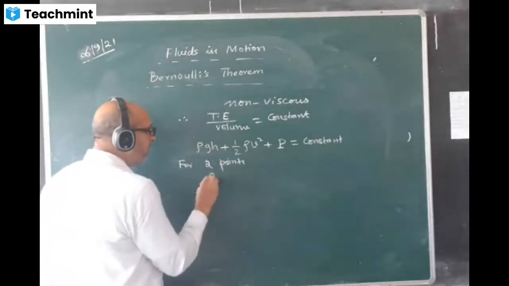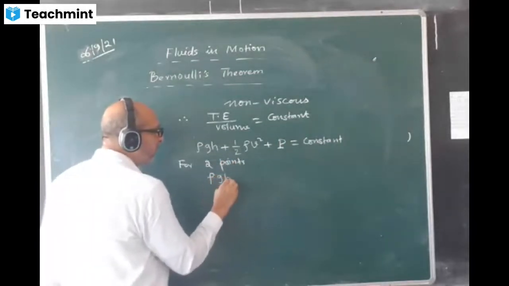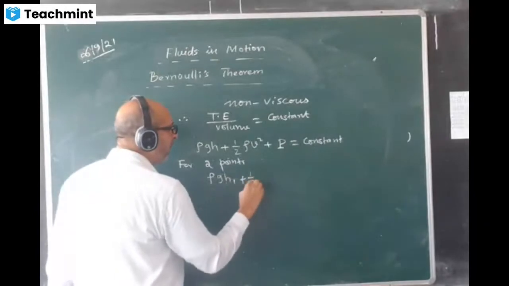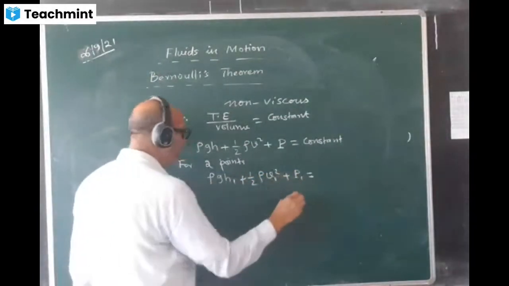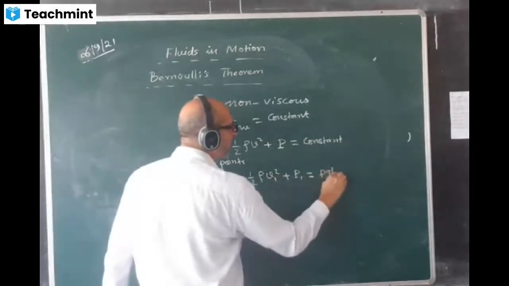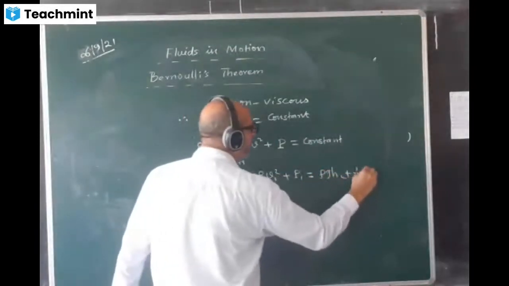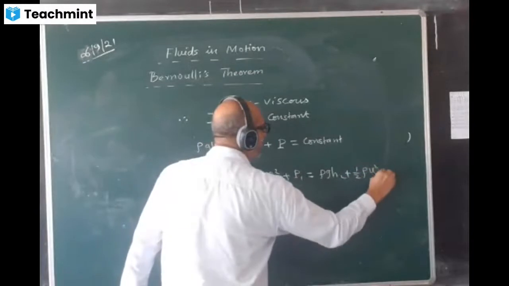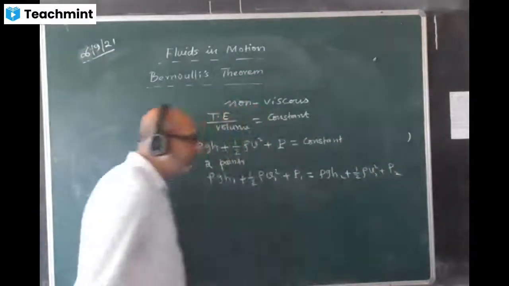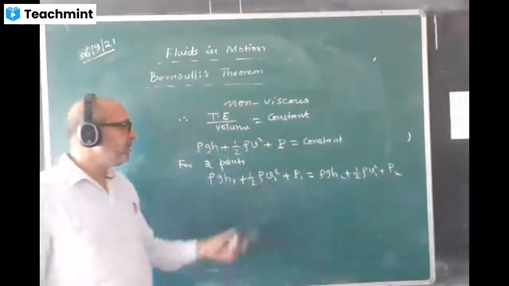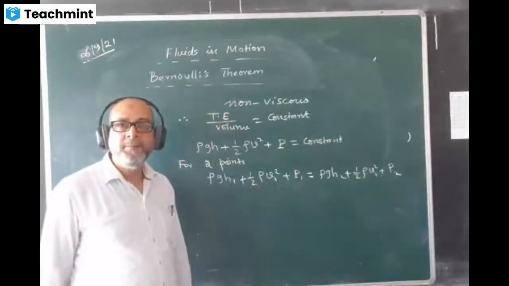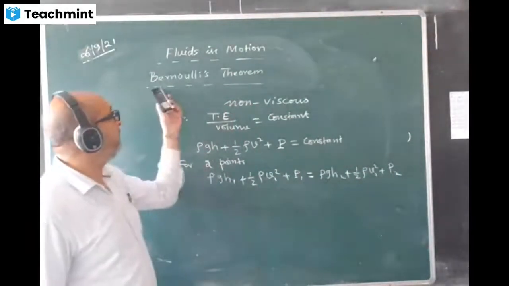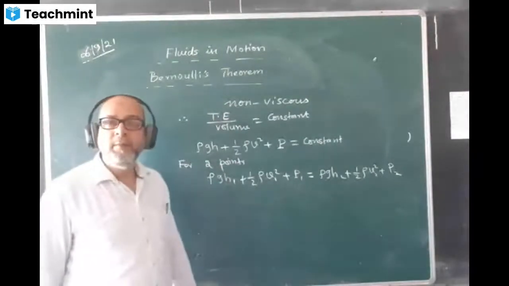You will be writing this: rho g h1 plus half rho v1 square plus P1 equal to rho g h2 plus half rho v2 square plus P2, for 2 points at different heights, different velocity and different pressure. This statement is called Bernoulli's theorem.